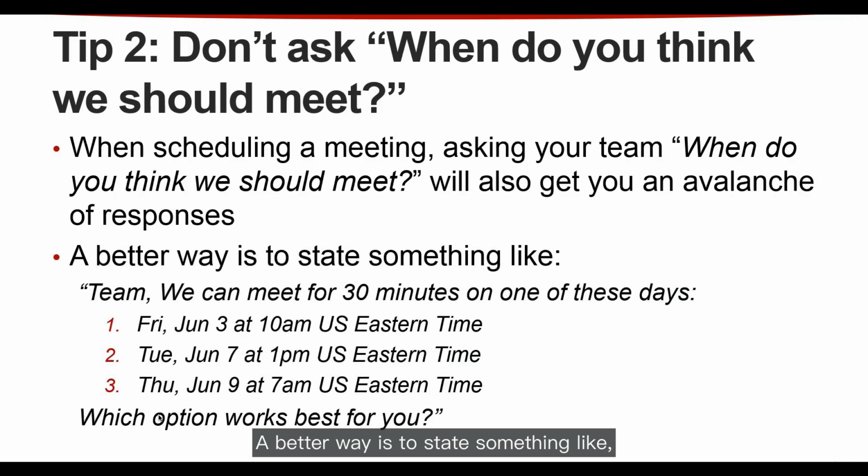A better way is to state something like, team, we can meet for 30 minutes on one of these days. 1. Friday, June 3rd at 10 a.m. US Eastern Time. 2. Tuesday, June 7th at 1 p.m. US Eastern Time. And 3. Thursday, June 9th at 7 a.m. US Eastern Time. Which option works best for you?